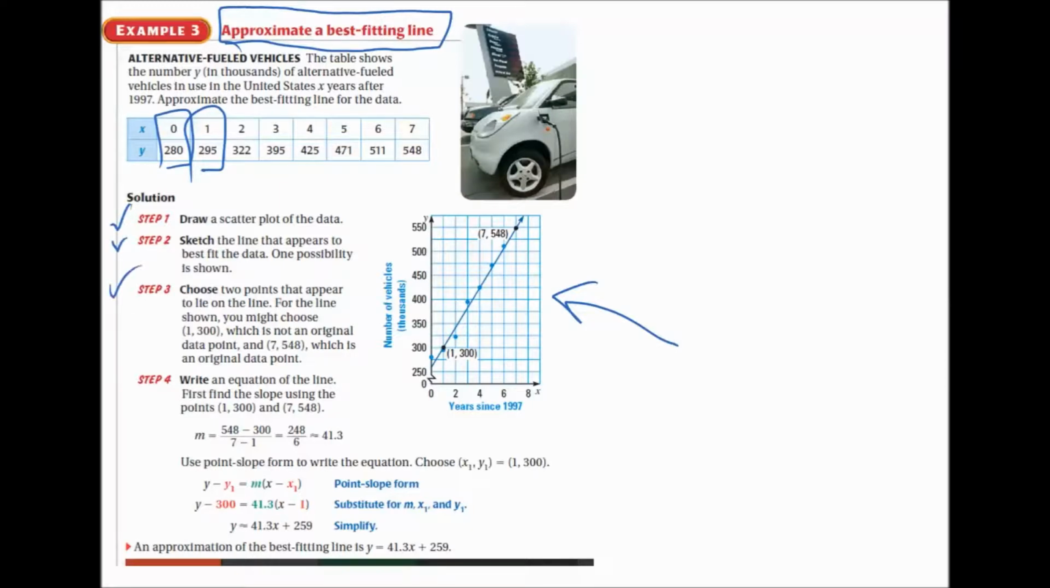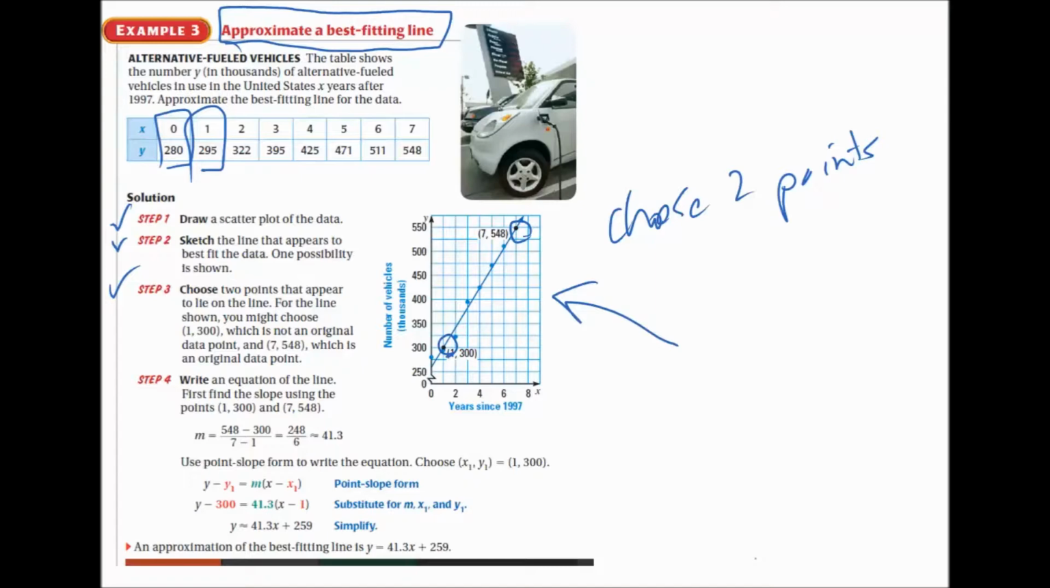Step 3. In order to approximate the equation of this line, the first thing we need to do is determine the slope of this line. Now we're going to choose 2 points that appear to lie on the line. For the line shown, you may choose 1, 300, which is not an original data point. It's just this black dot here, but it's on the line, so right here. And 7, 548, which is an original data point. All you need to do is choose 2 points, as long as they're on that line of best fit. It doesn't matter if they're original points or not.